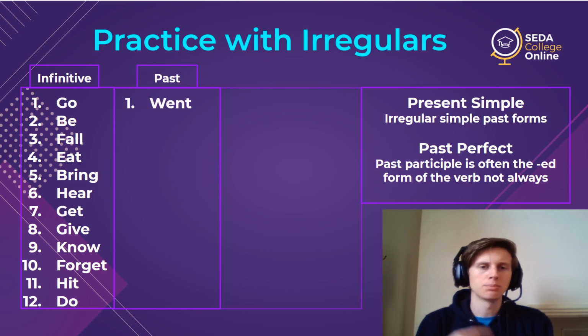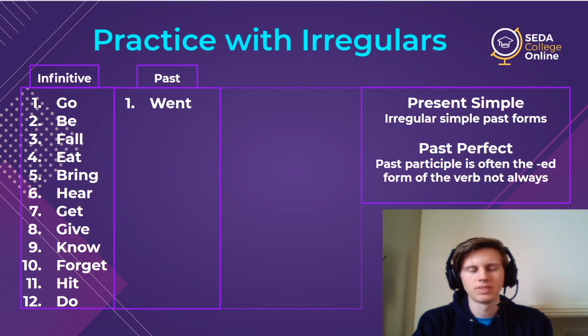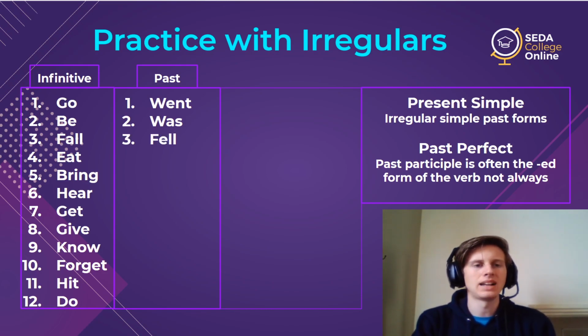So I'm going to pause before I show each one. I want you to try to think. What is the past form? So past of be is was. Past of fall, fell. Past of eat, oh, sorry, ate. Past of bring, brought.